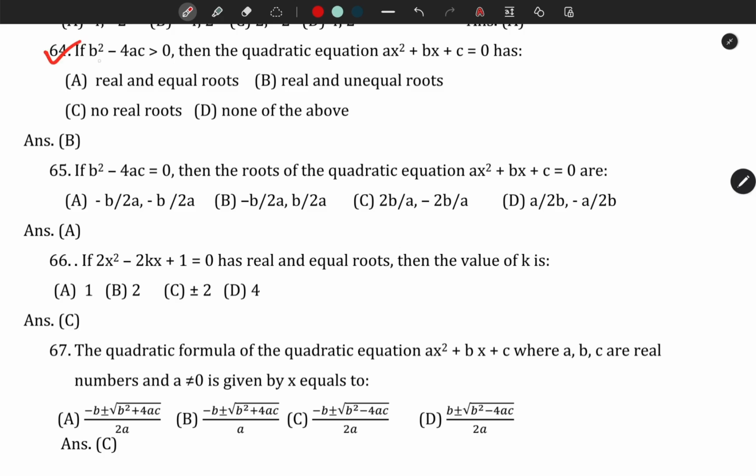Question 64. If b square minus 4ac is greater than 0, that means the discriminant is greater than 0, then the quadratic equation has real and unequal roots.